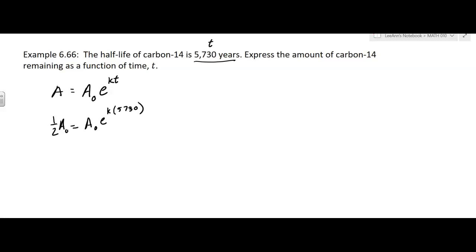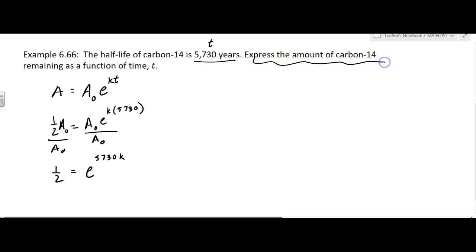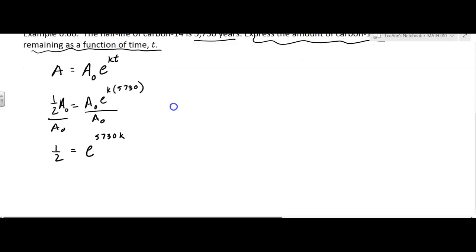Well, this creates this formula then. We can divide both sides by A naught, which is very convenient, very handy. And so we get 1/2 equals e to the 5,730k. Now, you might be saying, well, what are we trying to do? We're trying to express the amount of carbon-14 remaining as a function of time, so we need to solve for k. That's what we need to do.